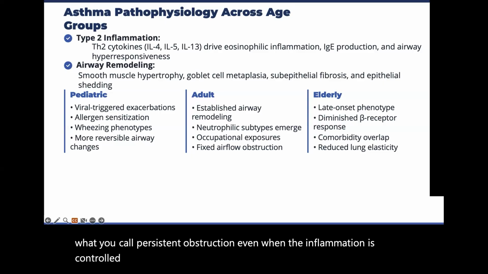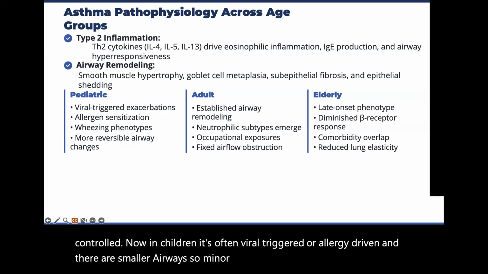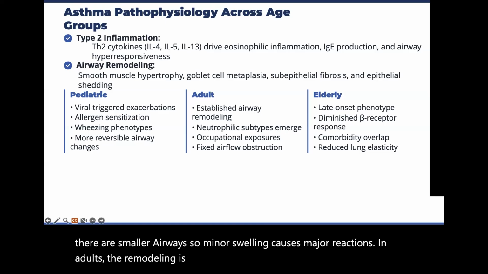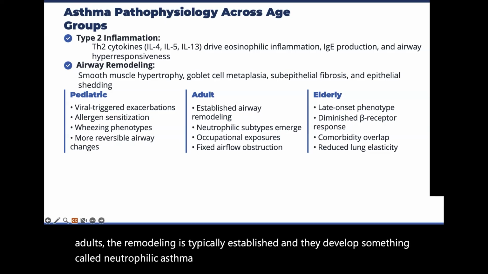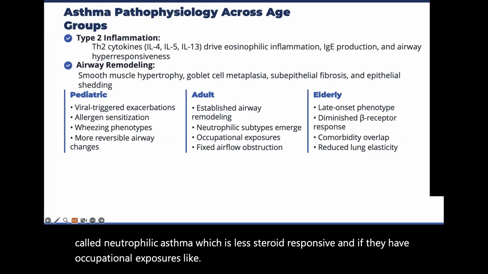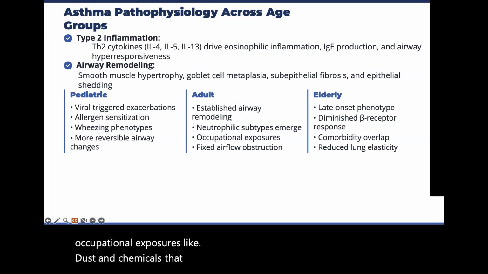And this explains why some adults develop what you call persistent obstruction, even when the inflammation is controlled. Now, in children, it's often viral triggered or allergy driven, and they have smaller airways, so minor swelling causes major reactions. In adults, the remodeling is typically established, and they develop something called neutrophilic asthma, which is less steroid responsive. And if they have occupational exposures like dust and chemicals, that contributes to further airflow obstruction.